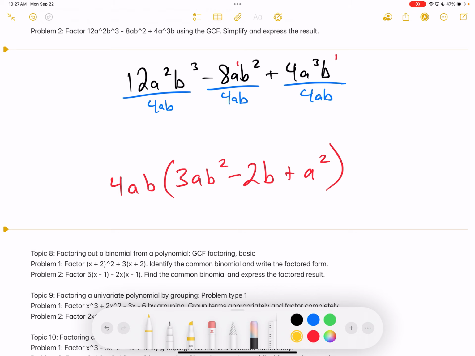Again, a quick check. 4ab times a squared would be 4a cubed b. You can always distribute it back through to check it.